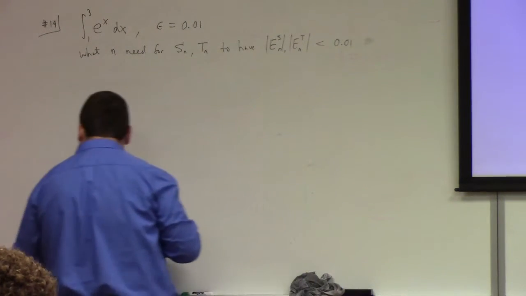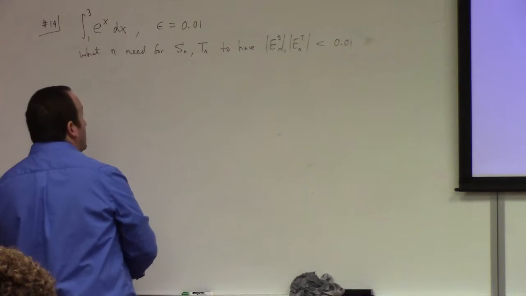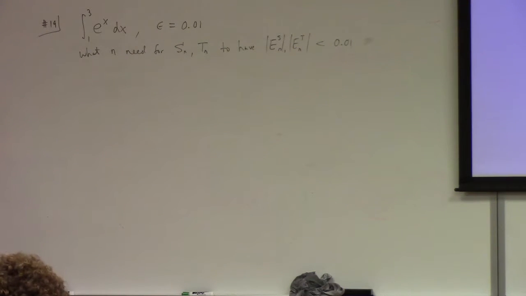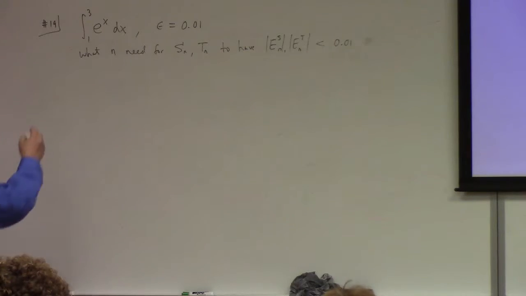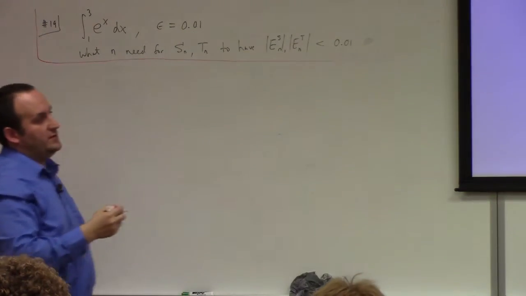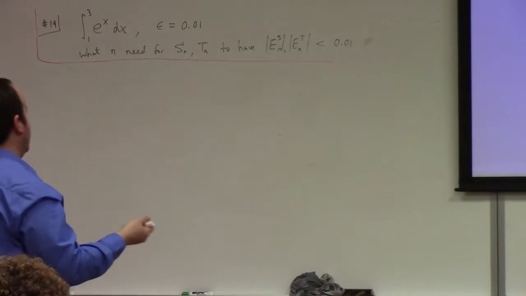Yeah, sure. So what we're asking is, what value of n do I need to take in order that Simpson's rule of order n or the trapezoid rule of order n approximates the integral from 1 to 3 of e to the x dx within 0.01. So we use the theorem basically. So what you want to do is, well, first we need to find bounds.